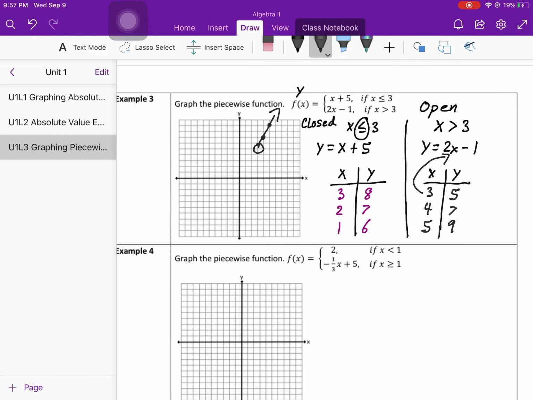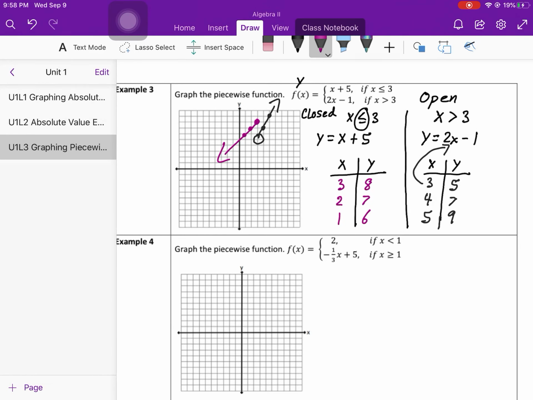Okay, then I'm going to go back on the left-hand side. I'm going to change back to my other color. 3, 8. I go over 3, up 8, which is right here, and this is going to be a closed circle. 2, 7, and 1, 6. Draw my points together, and there we go. We got a graph.